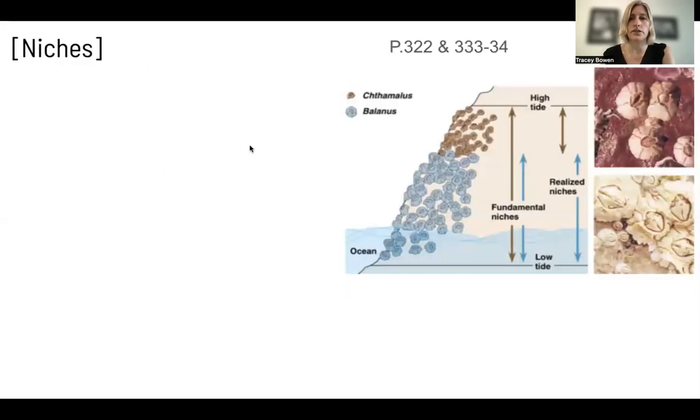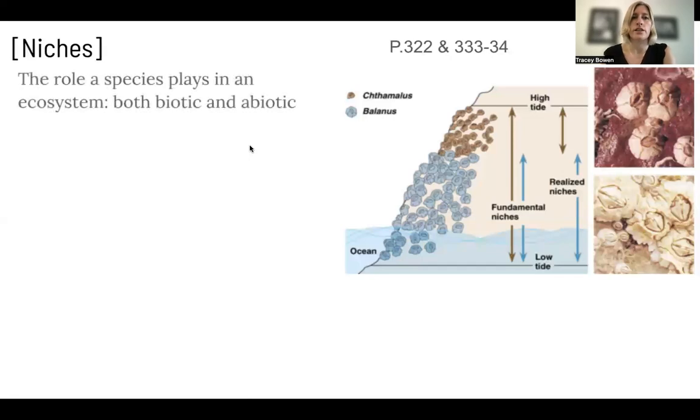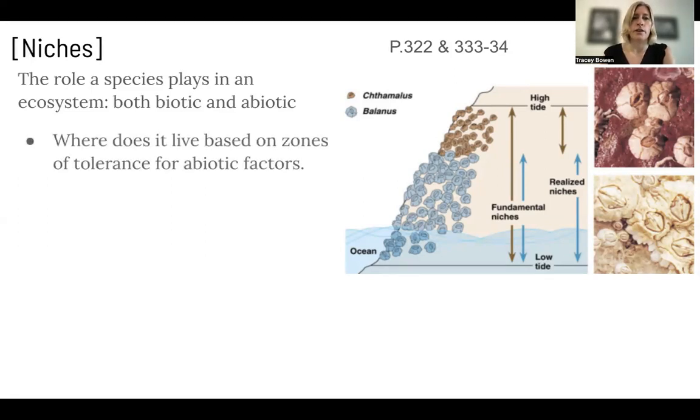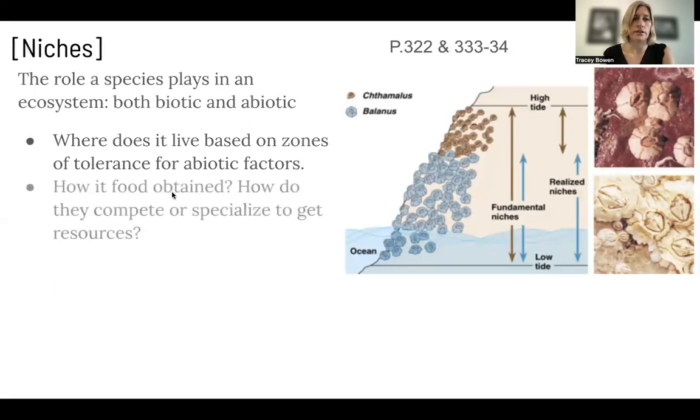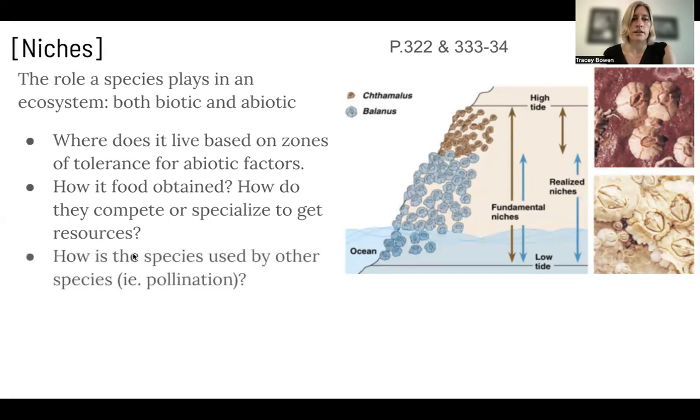So first we need to understand what a niche is. And so this is the role a species plays in the ecosystem, both its biotic and abiotic factors. So where does it live based on zones of tolerance for abiotic factors? How is food obtained? How do they compete or specialize to get resources? How are they living in that area? And how is this species used by other species?